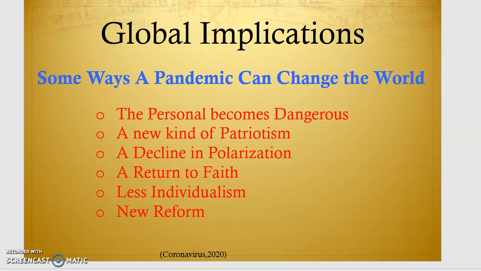A return to faith. People are forced back to accepting that expertise matters as Americans return to what really matters. Less individualism. People could turn towards authoritarianism, such as people feel less in control. And a new reform. People rely more on the government.